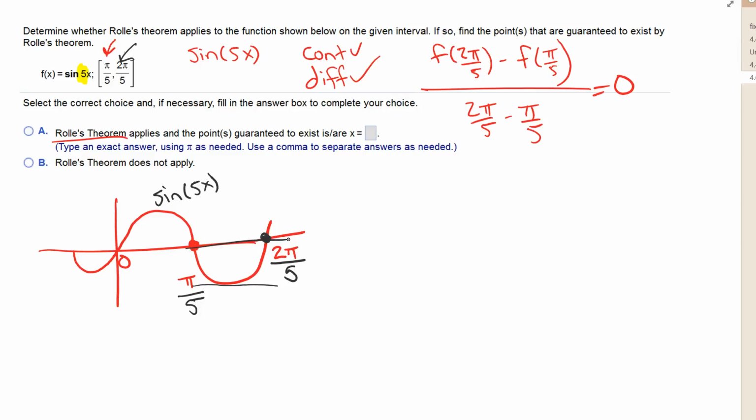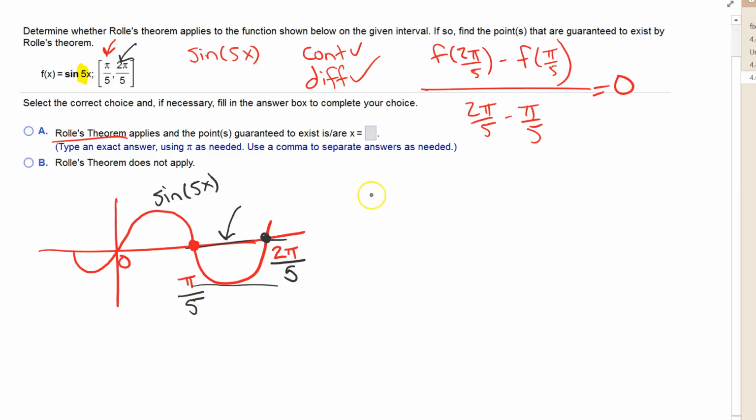Sometimes it's nice to graph the function and get an idea of how many times it could possibly happen within that interval. If the interval was 0 to 2 pi over 5, we would have actually had 2 solutions where the slope could be 0. But now we're only expecting to have one solution, and that solution is going to be in between pi over 5 and 2 pi over 5.